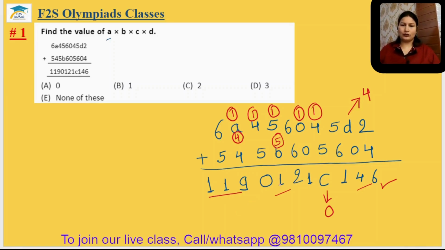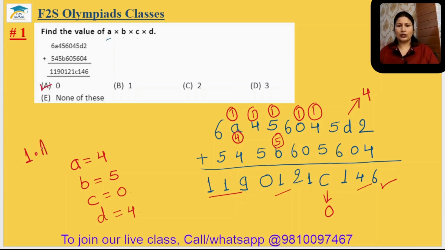So we found A equal to 4, B equal to 5, C equal to 0 and D equal to 4. We have to find A multiply B multiply C multiply D. So 4 multiply 5 is 20, multiply 0 is 0, multiply 4 is 0. The answer will be A. The first answer is option A.